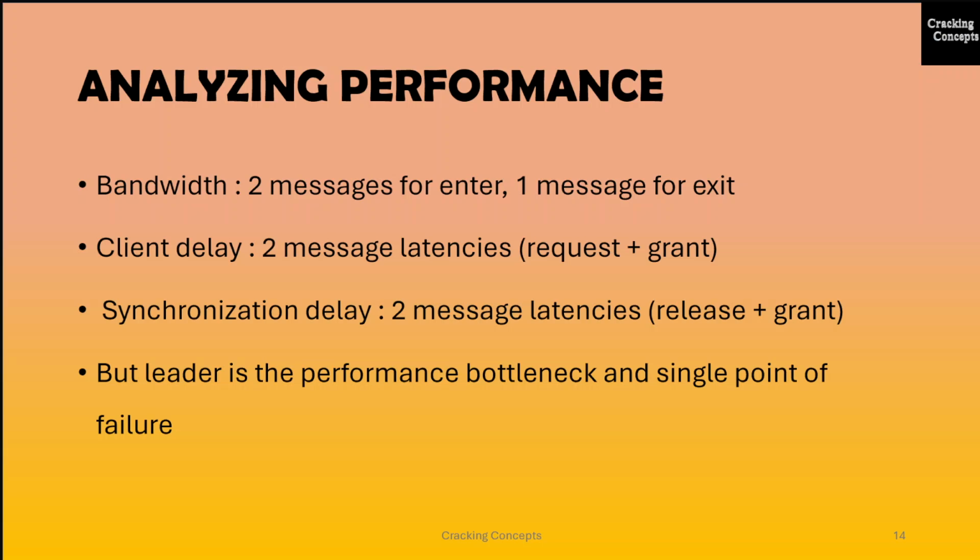Now, when we look into the bandwidth property, we will see that we need two messages for enter. That is, one is to send a request to the leader and the other is waiting for the token. And we need one message for exit. Now, looking into client delay, we need two messages. One is for the request and one is the granting of the request. And for synchronization delay, we need two messages. One is for the release and one is for the granting of it.